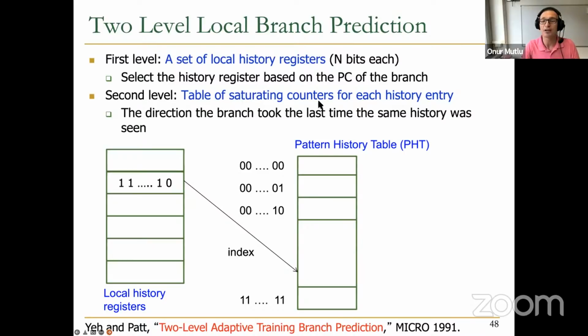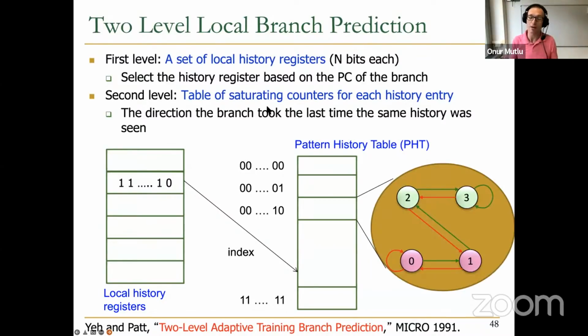And this is essentially a table of saturating counters for each history entry, meaning whenever I saw this local history, where did this branch go? The direction the branch took last time the same history was seen, as you can see over here. And again, these could be 2-bit counters, 1-bit counters, 3-bit counters, depending on the hysteresis you want to add. And you can see that this is simple, but it's more complex compared to the global branch predictor, because global has only one history register, which is the global history register, if you remember. Now we have a local history register per branch.